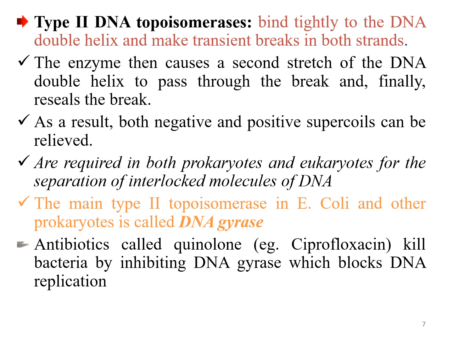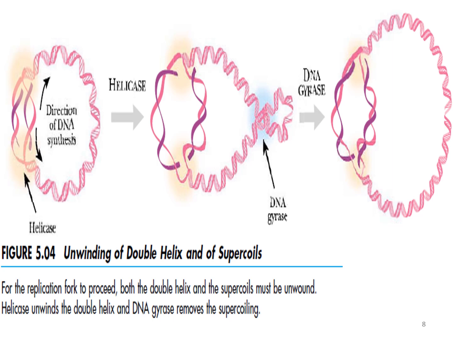for example, ciprofloxacin kills bacteria by inhibiting DNA gyrase, which blocks DNA replication. This is the mechanism of action of how the antibiotic works: by inhibiting this DNA gyrase, it blocks DNA replication. So this shows how the enzymes helicase and DNA gyrase perform their functions.